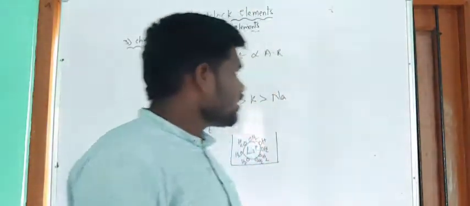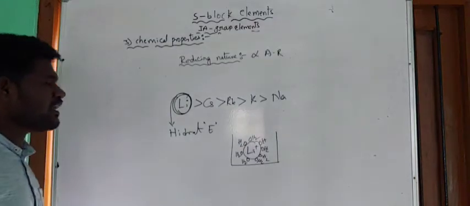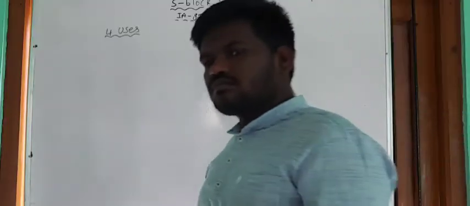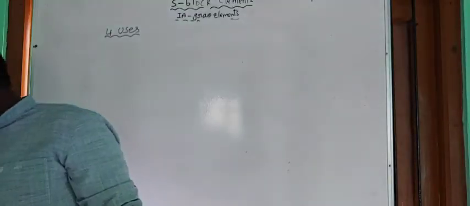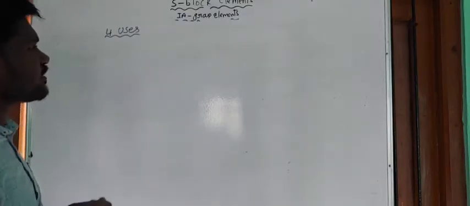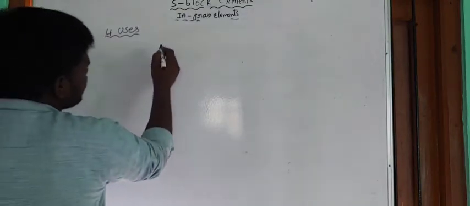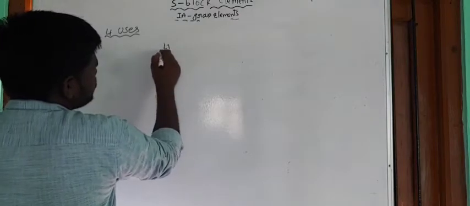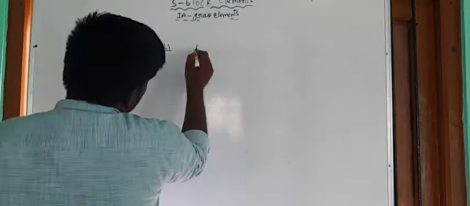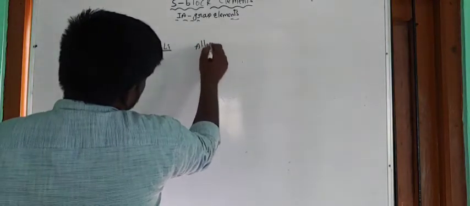So right guys, the chemical properties are completed. The last concept in this topic is the uses of the first A group elements. First let me start with lithium. Lithium is used in the making of different types of alloys.